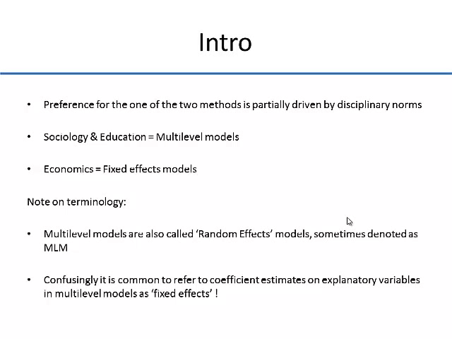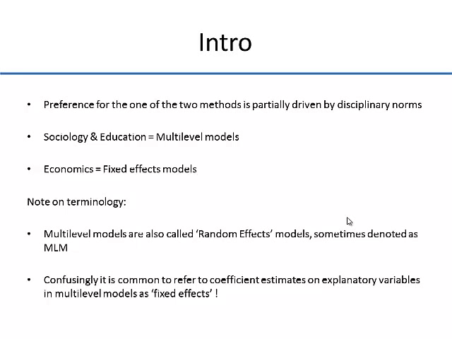So if I'm asking the sort of question that says, what are all the various factors that might be associated with an individual level outcome, I might prefer a multi-level model. If my research question is very specific, asking, does a given explanatory variable causally affect an outcome, then I might prefer a fixed effects model. And for that reason, you see different disciplines going towards different types of modelling.